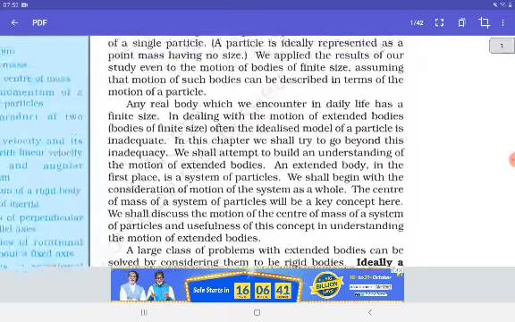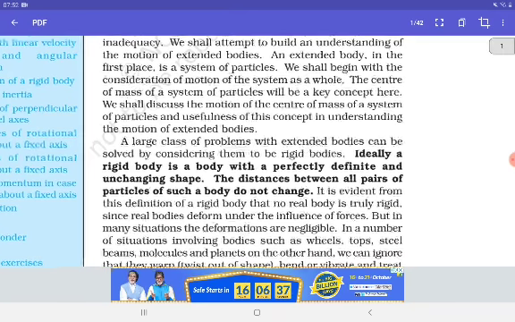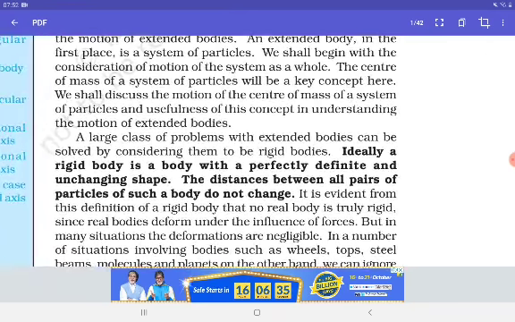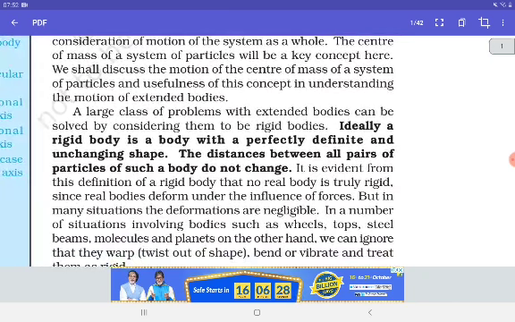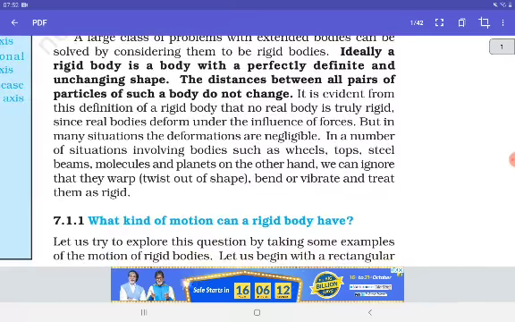A large class of problems with extended bodies can be solved by considering them to be rigid bodies. Ideally, a rigid body is a body with perfectly defined and unchanging shape. The distance between all pairs of particles of such a body does not change. It is evident from this definition of a rigid body that no real body is truly rigid, since real bodies deform under the influence of forces, but in many situations the deformations are negligible.